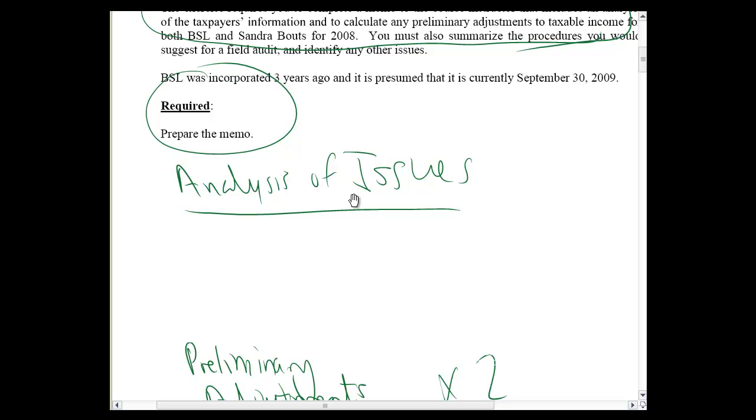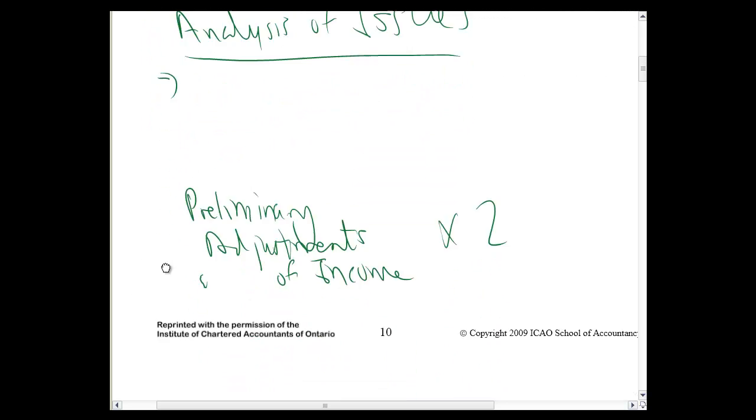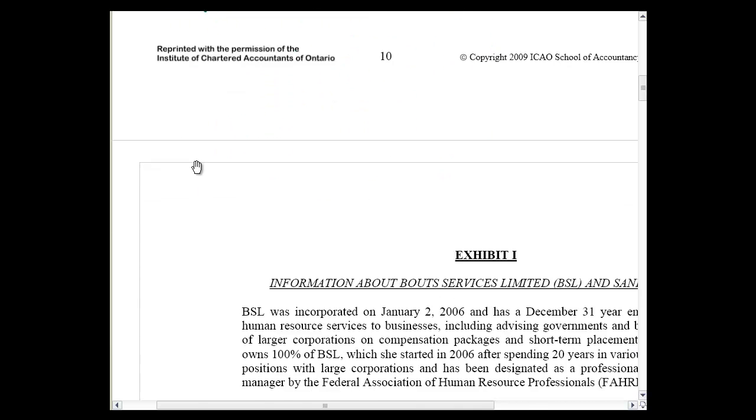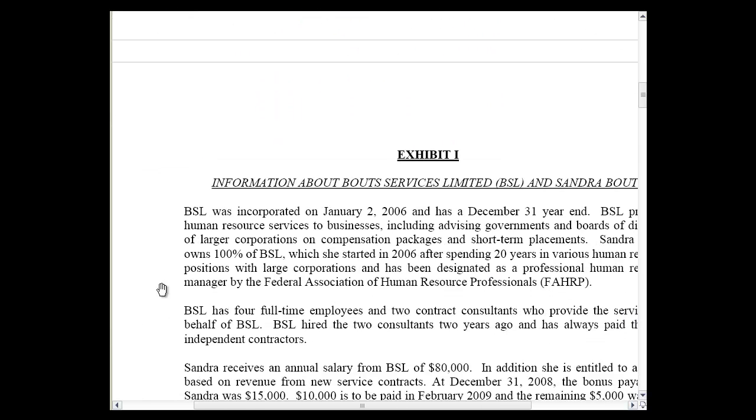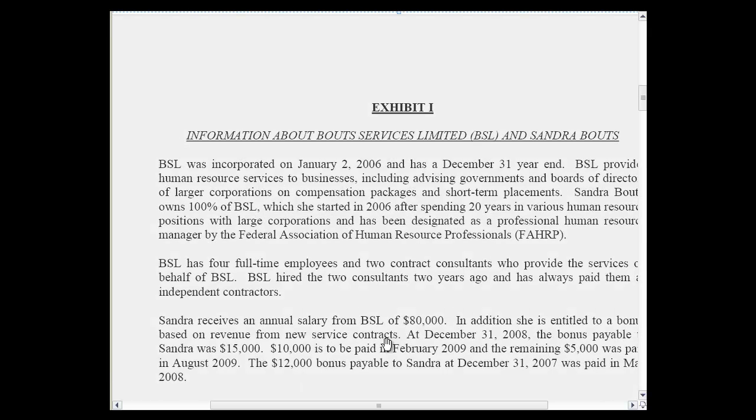So that's great. Basically we know we've got to do issues here, and then we have to do preliminary adjustments. Okay? So let's go through. Now we're just going to rattle off what's going on here with this person or company. Where are we here? There it is. Okay, a bunch of blah, blah, blah. Nothing there, right? First paragraph, see anything there about tax issues? Or is it just background, right?